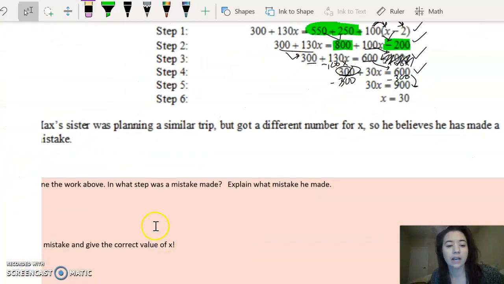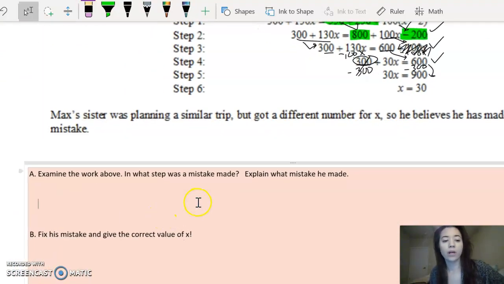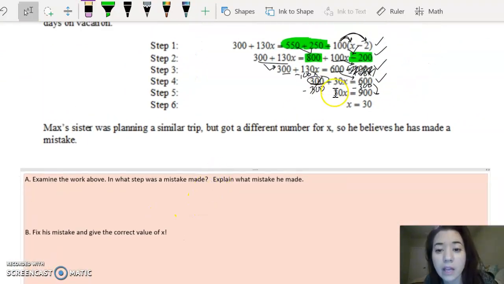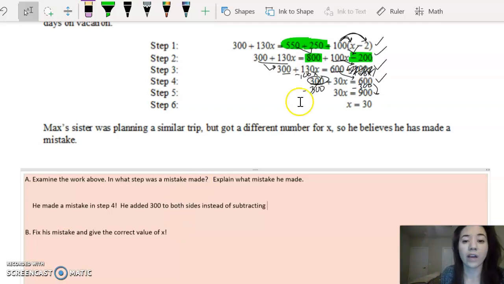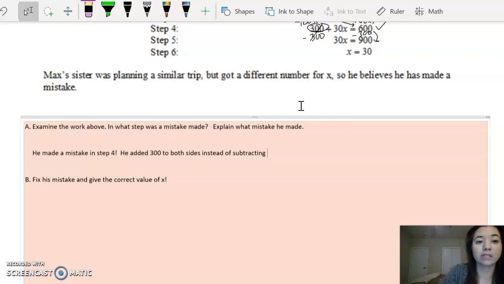So I'm going to say, in what step was a mistake made? He made a mistake in step 4. He added 300 to both sides instead of subtracting. Okay, and then the last thing is to do the work by yourself and fix the mistake.